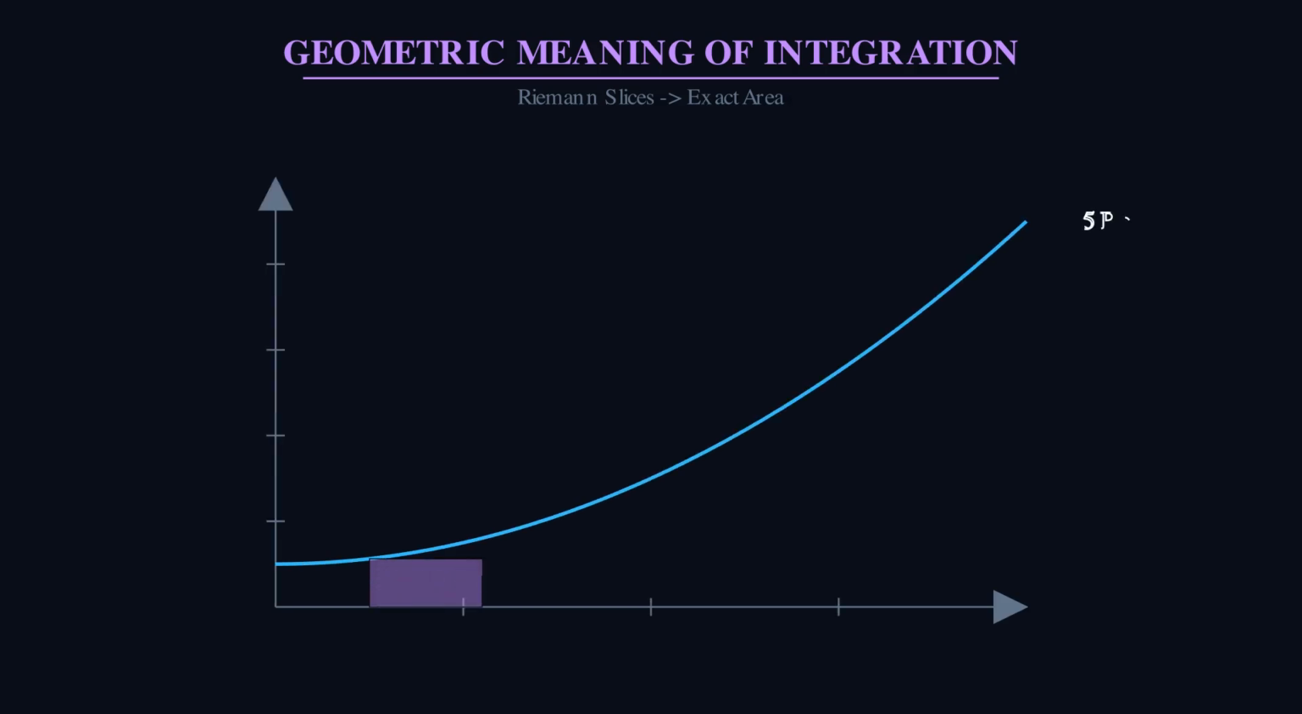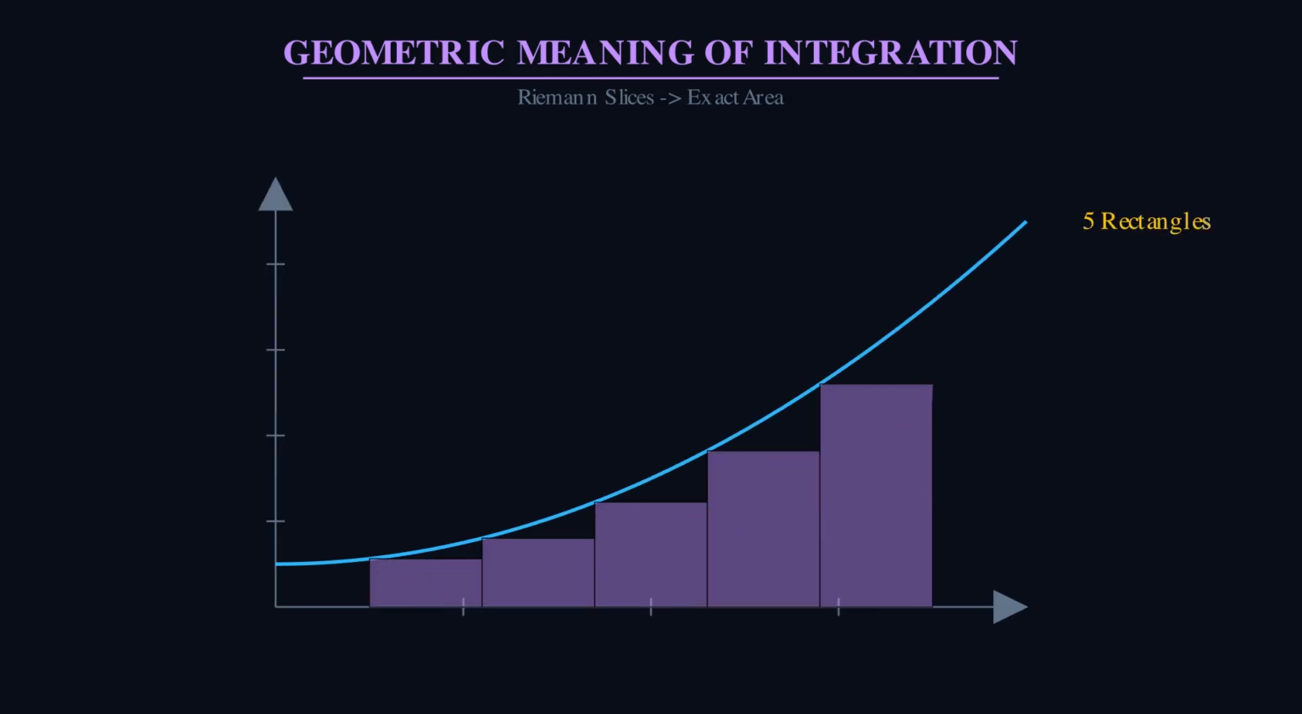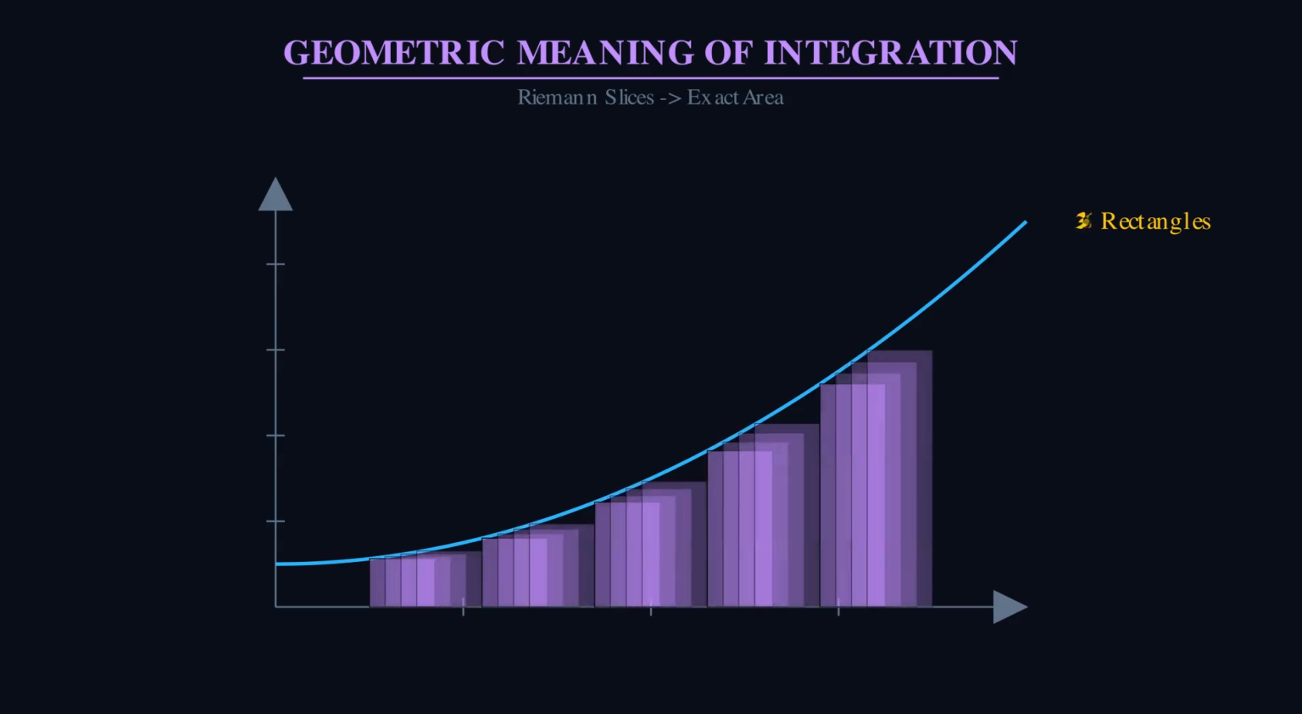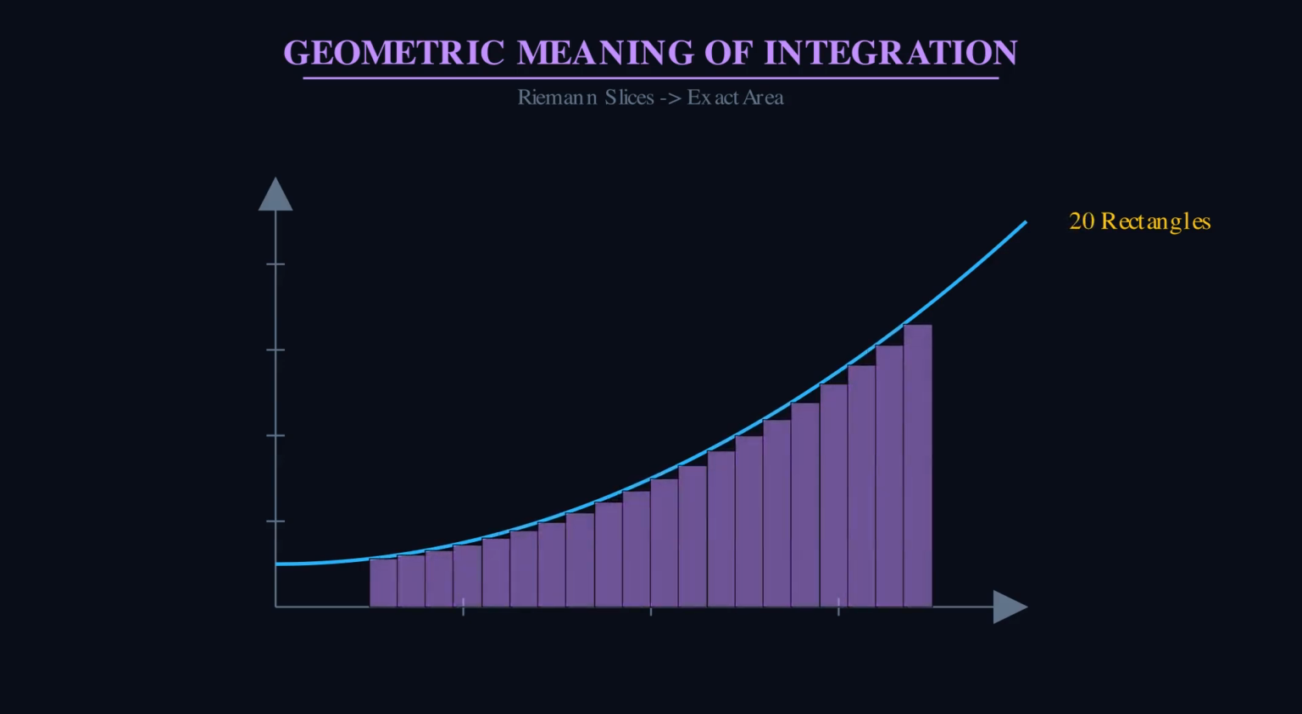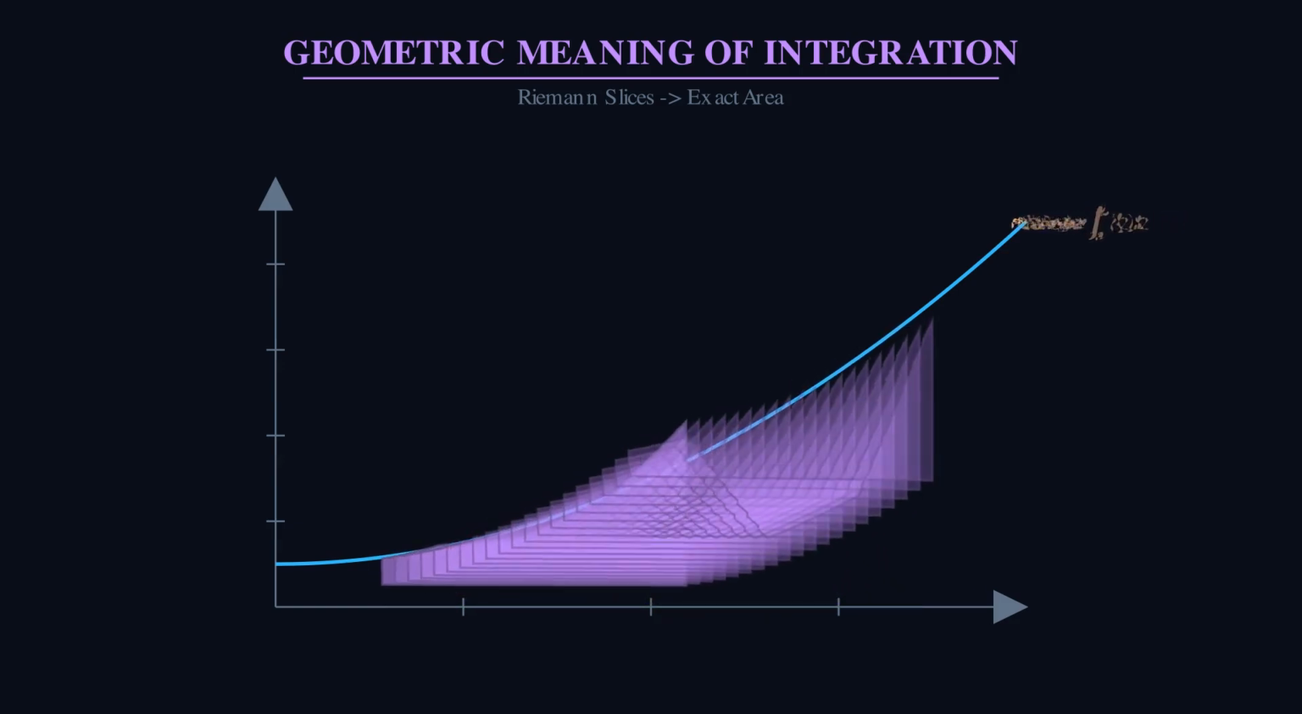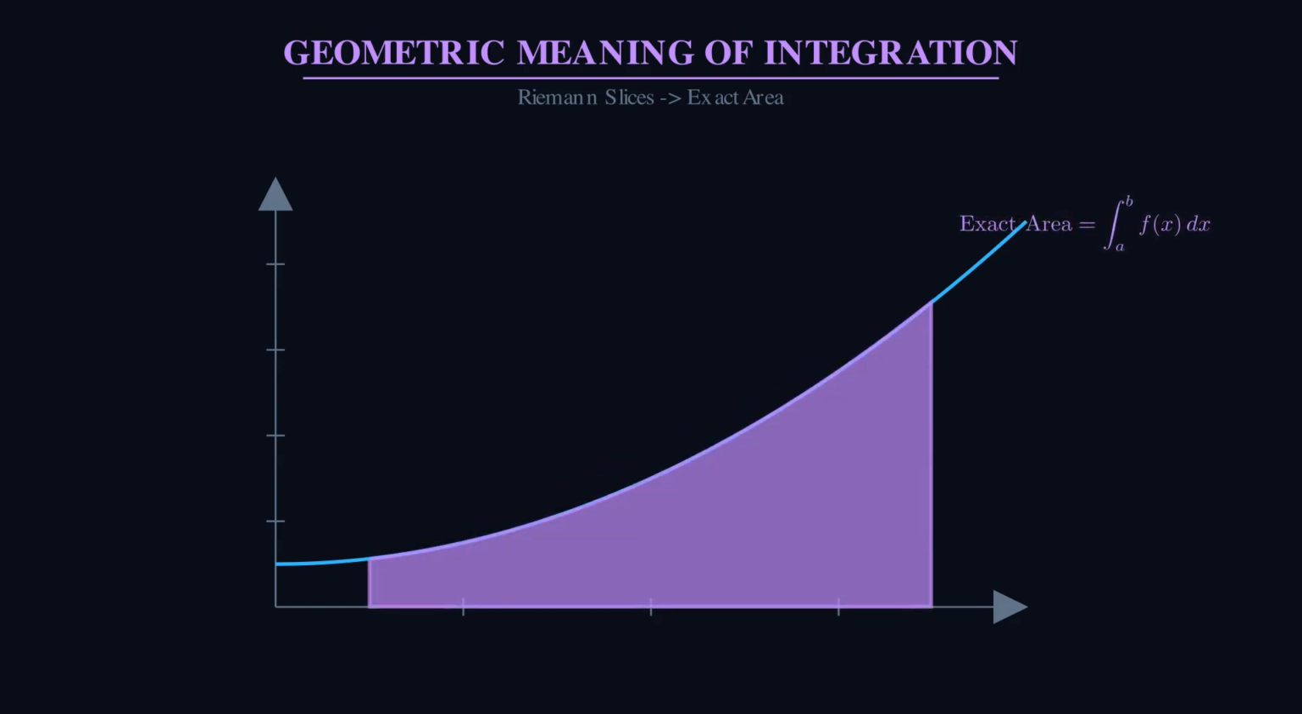To find the area under a curve, we approximate by slicing the region into vertical rectangles. As we increase to 20 and then 100 rectangles, the approximation gets closer and closer. In the limit of infinitely thin slices, Riemann sums yield the exact definite integral area.